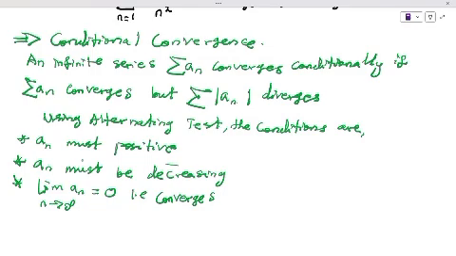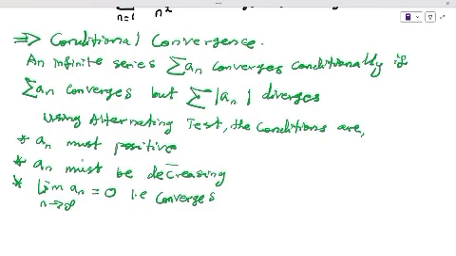Is that okay? Remember, the series a sub n converges conditionally if the series a sub n converges, but the absolute value of the series diverges. So for the absolute value part, by the time you make use of your P series, you are expected to get that the series diverges.